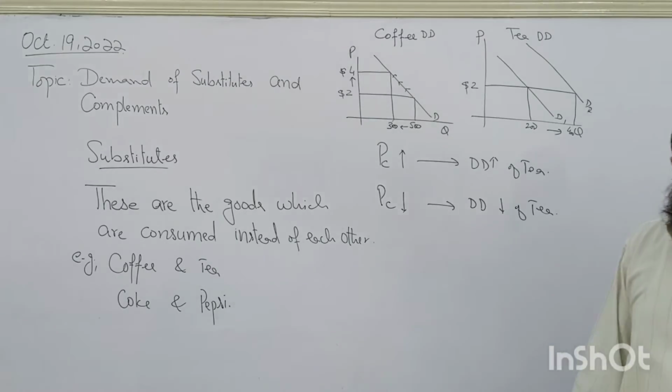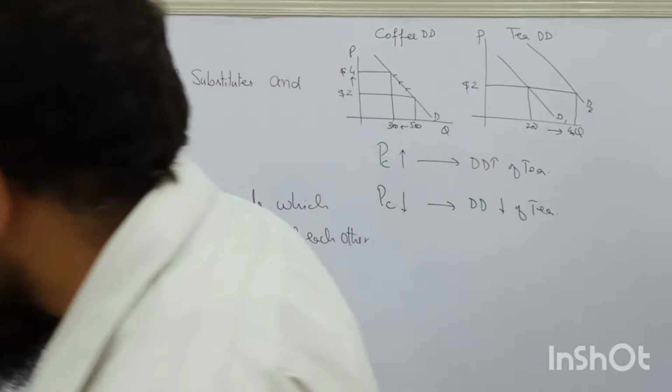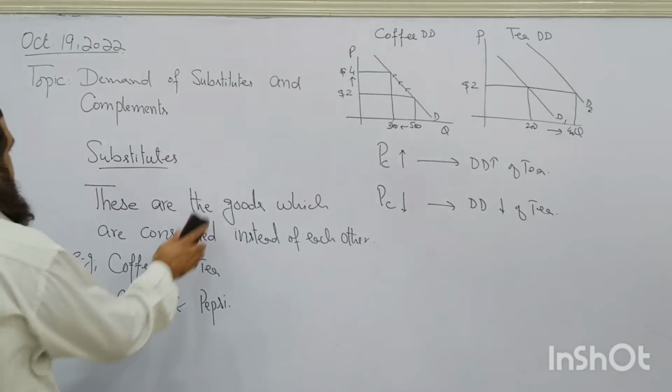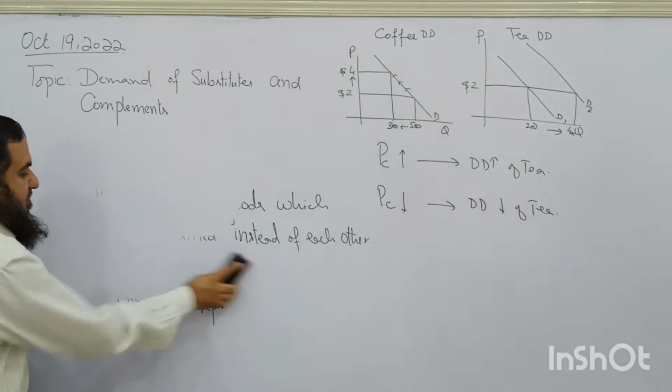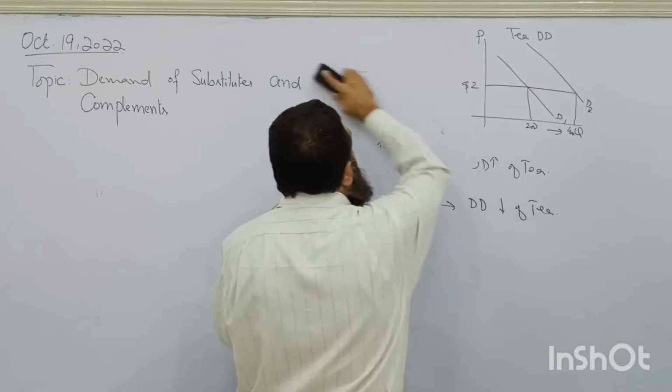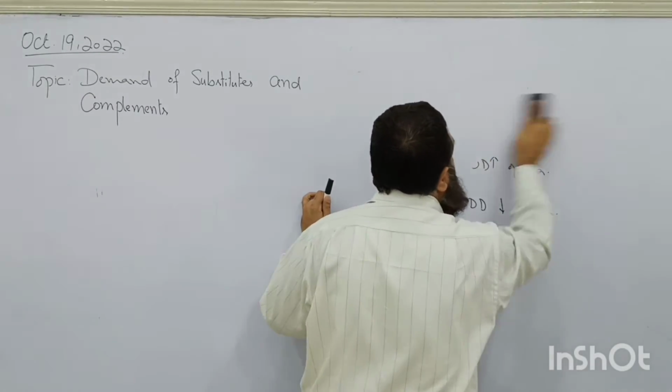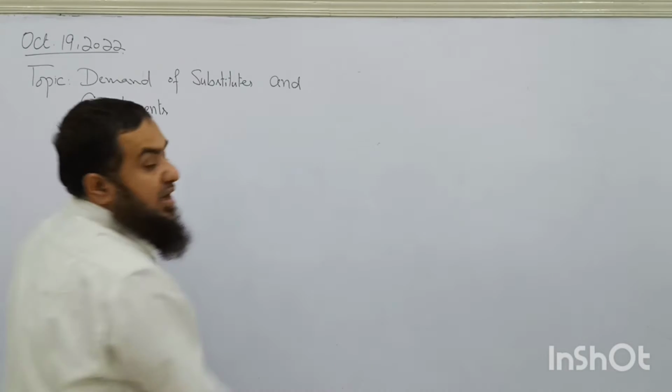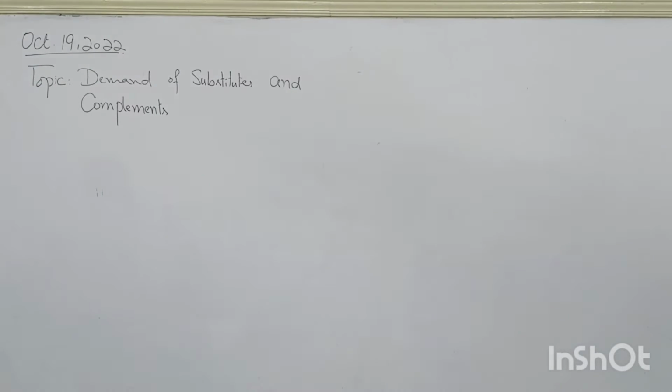Clear? Now come towards the complementary goods. What are the complements? How can we define the complements? They are used together or they are consumed together.